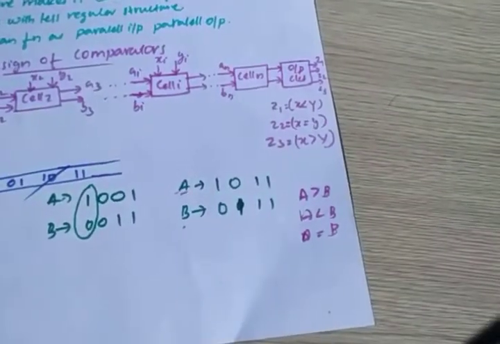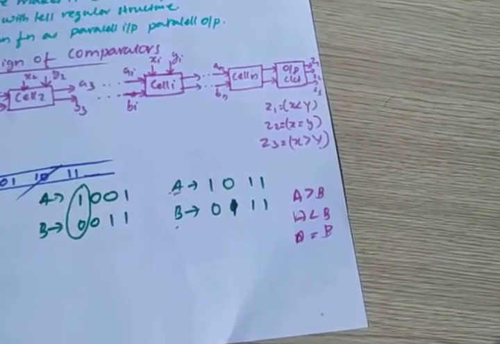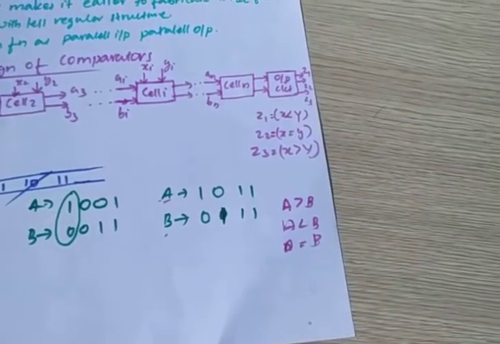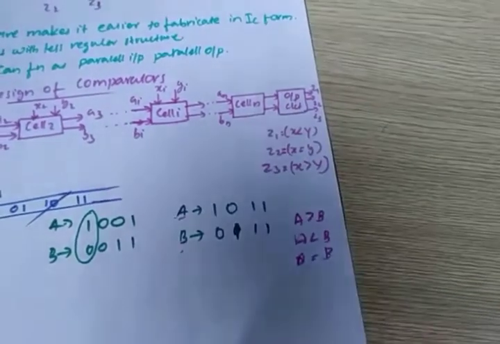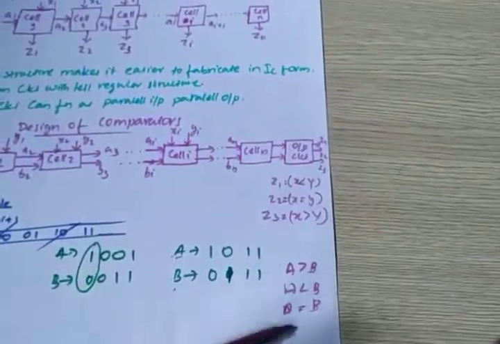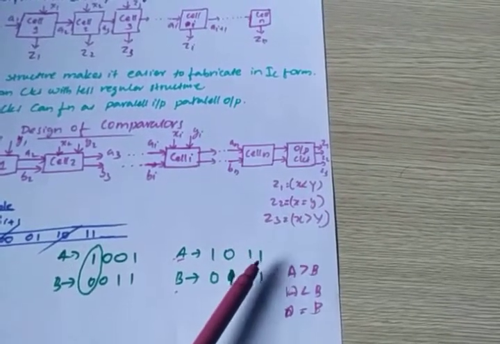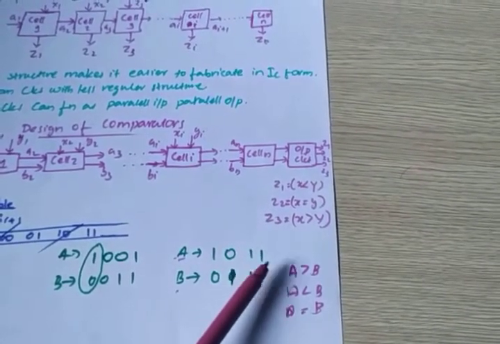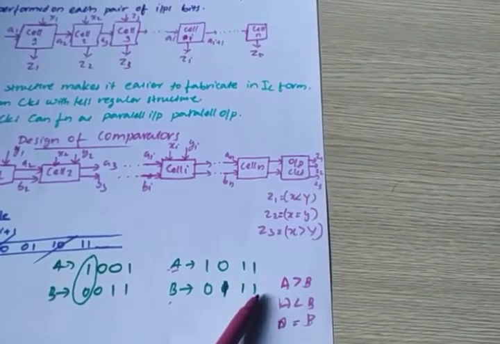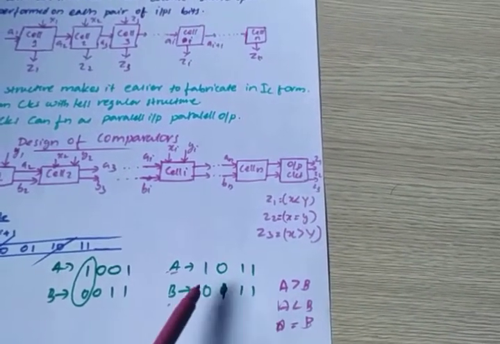Okay, look at here. Here A is 1011, B is 0111. Two ways we can identify this, either in the left direction or through the right direction. Suppose here the leftmost bit, look at this. In one way we need to scan from left to right. Which one is bigger, like that.